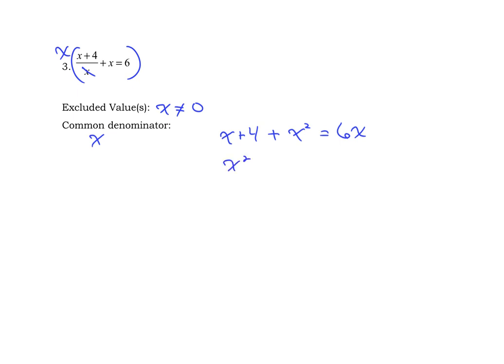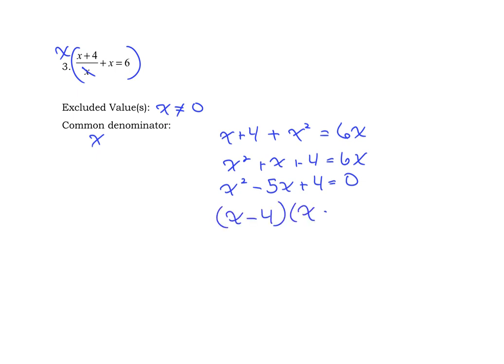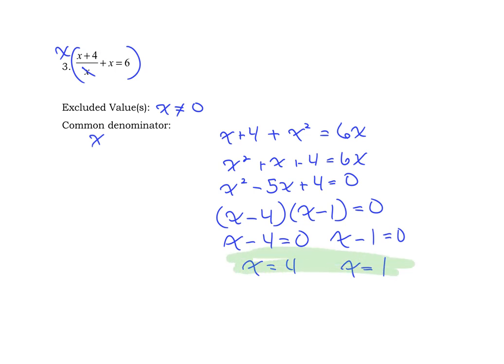I have a quadratic, so I need to put it into standard form. Subtract that 6x to put everything on one side, which is standard form. Here this factors. I can use my quadratic formula, however you want to do it. So this is x minus 4, x minus 1. Set each of these factors equal to 0. x equals 4, x equals 1. Neither one of those are the excluded values, so those are my two solutions.